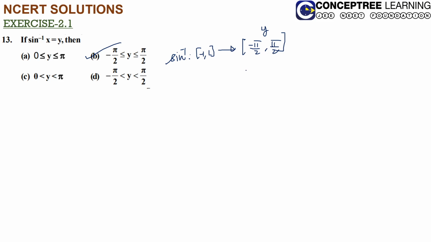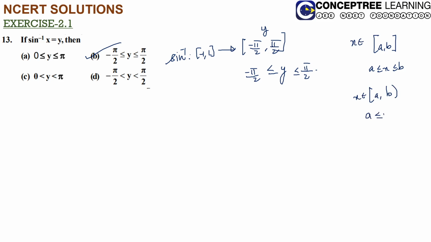The interval can be written in terms of inequality as minus pi by 2 less than or equal to y less than or equal to pi by 2. If the closed interval a comma b, it can be written as a less than or equal to x less than or equal to b. If x belongs to one side closed and one side open, you will have a less than or equal to x less than b. Open interval means strictly less than. Closed interval means less than or equal to.